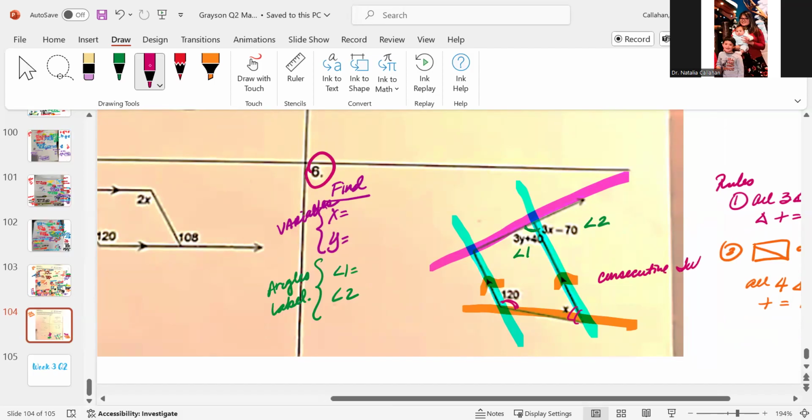Consecutive interior angles. And what does that mean? Are they equal or do they add up to 180? Add to 180. Good. So then I have to just set this up. So I do 120 plus x equals 180. And that's the first thing that you do. And then you're able to solve for x.